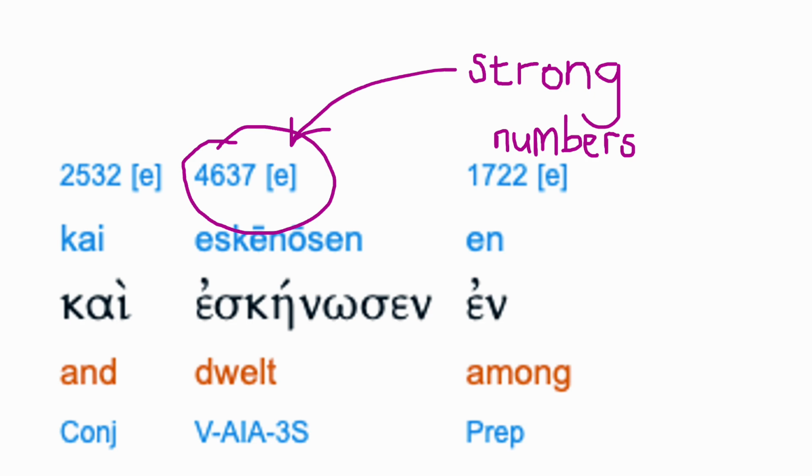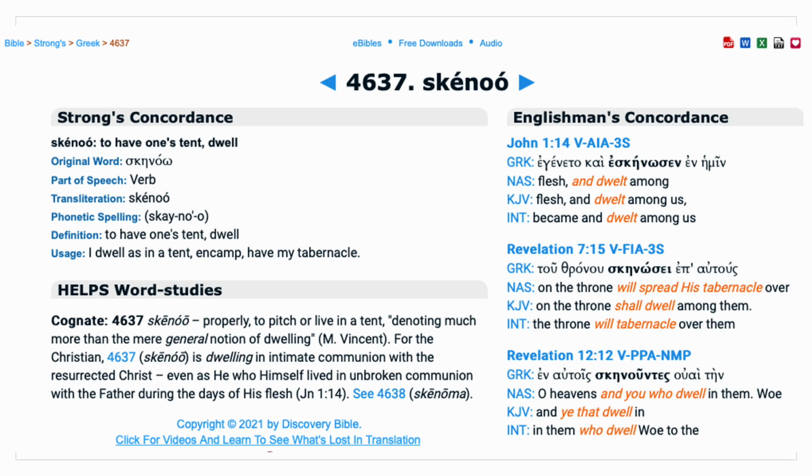4637 in this case. And if we look at 4637, we will have that word skenoo, where it gives you the phonetic pronunciation. You'll see that over the E is a horizontal line and over the last O is a horizontal line. That shows us that they are long vowel sounds. So a long E sound becomes usually pronounced A, and a long O sound. So you see transliteration is S-K-E-N-O-O. And then where it says phonetic spelling, it says ske-no-o.